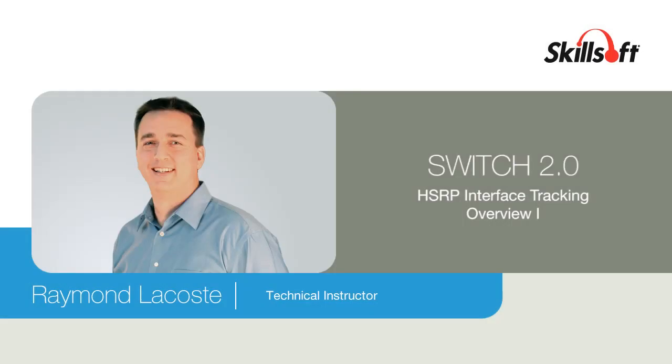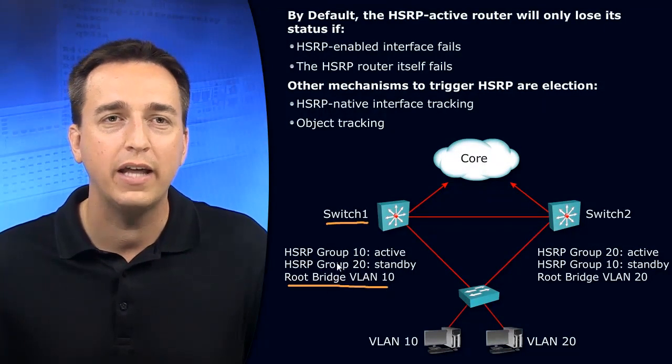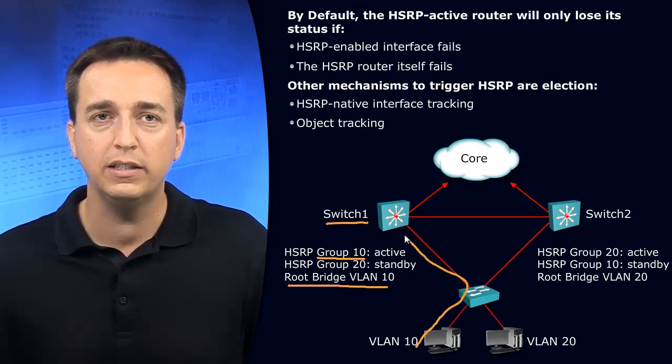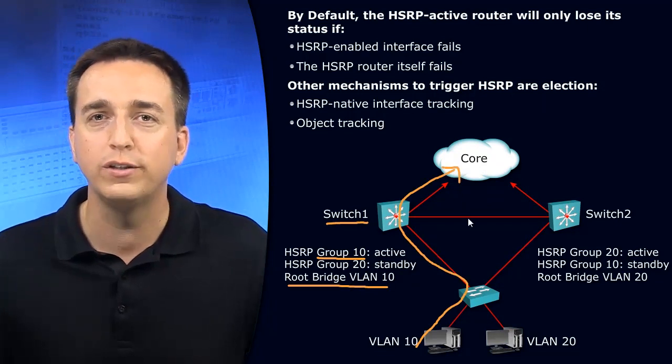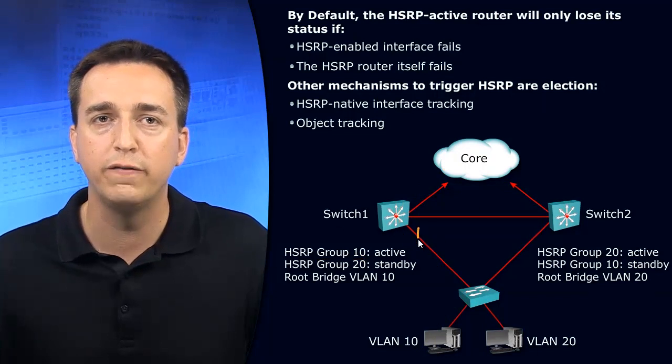Everything is running perfectly smoothly in your network. You have switch 1, currently the root bridge of VLAN 10, and the active forwarder for group 10. So this is the traffic flow right now for users in VLAN 10. But let's say this link right here fails.